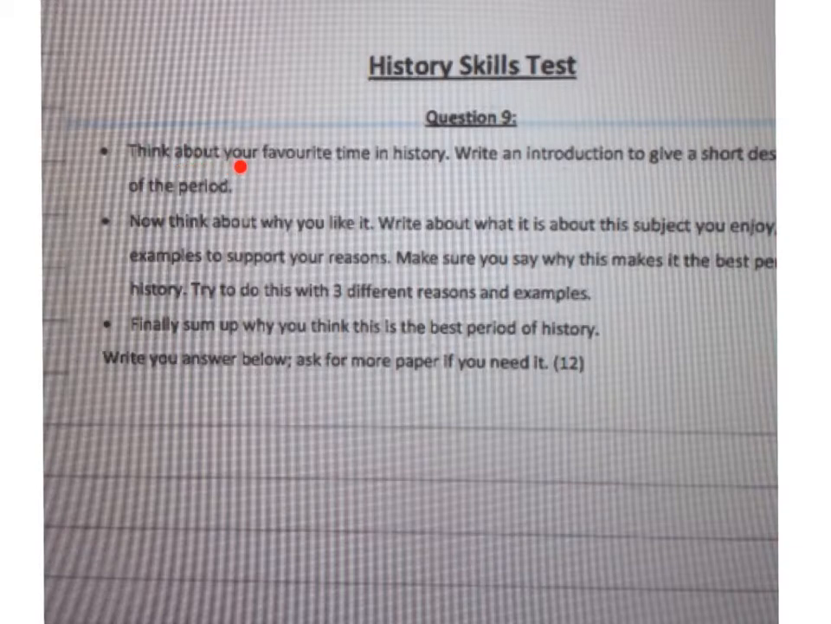So here you are asked to think about your favourite time in history, write an introduction to a short description of the period. Then follow this up by thinking about why you like it. Write about what it is and the subject you enjoy. Provide some examples. Finally, sum up why you think this is the best period in history.